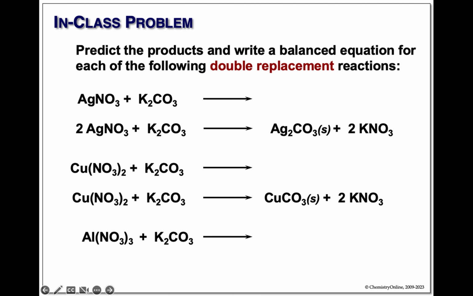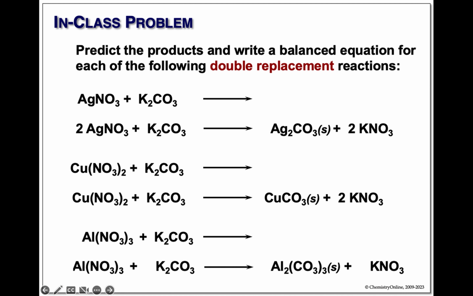Again, carbonate's the anion, aluminum carbonate is going to be our solid. We will wind up again with potassium nitrate. Quickly balance it, simple to do. We have one aluminum, we have 2. Let's double it.